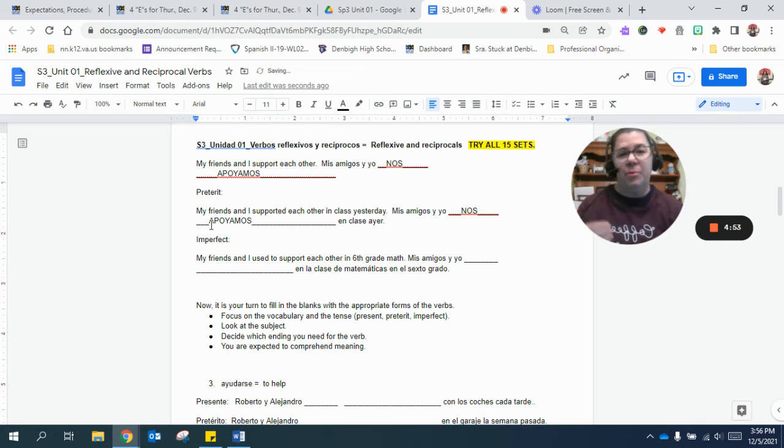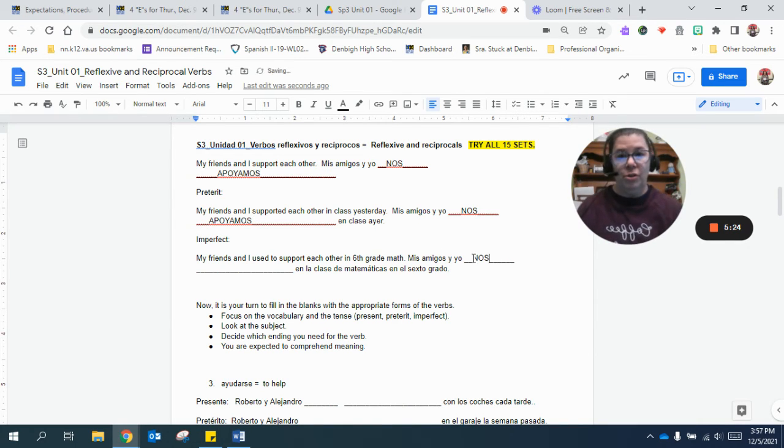Now sometimes the preterite and the present will have the same ending in the nosotros form. That happens sometimes. Imperfect. My friends and I used to support each other in 6th grade math because it's what we used to do. It looks like it has a definite beginning and end, but we're just saying in general. It's not like, boom, done. It's what we used to do. Ready? Mis amigos y yo en la clase de matemáticas en el 6º grado.